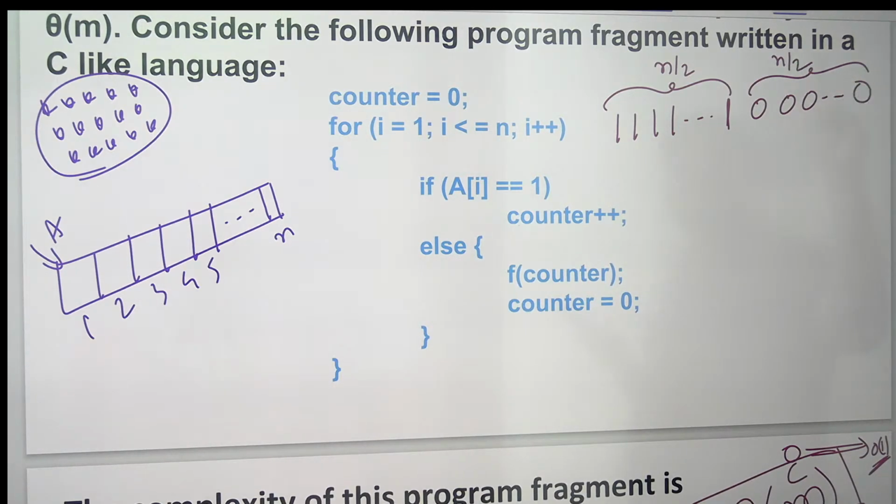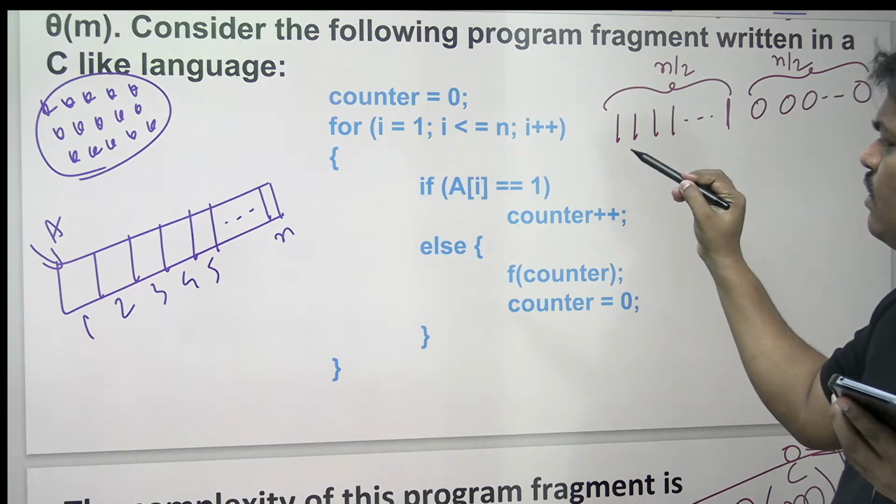N by 2 times 1, n by 2 times 0. Careful, careful. This doubt I am expecting. N by 2 times 1, n by 2 times 0. Listen everyone now.